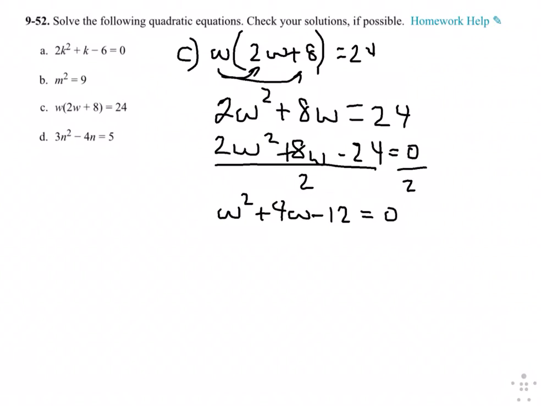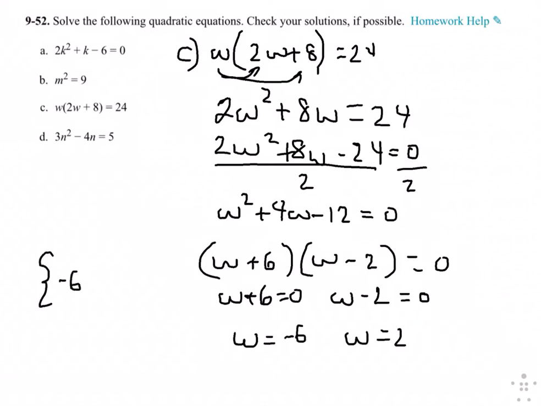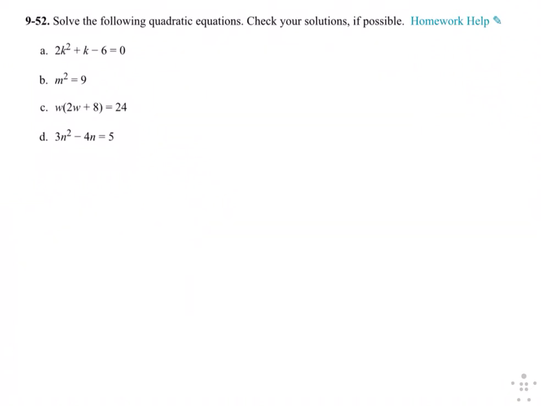So now the question is, what times what is negative 12, but added gives me 4, right? That would be 6 and negative 2. 6 times negative 2 is negative 12. 6 plus negative 2 is 4. So plus 6 minus 2. So w plus 6 equals 0, or w minus 2 equals 0. w equals negative 6. w equals 2. So the solution, negative 6, 2 for C.